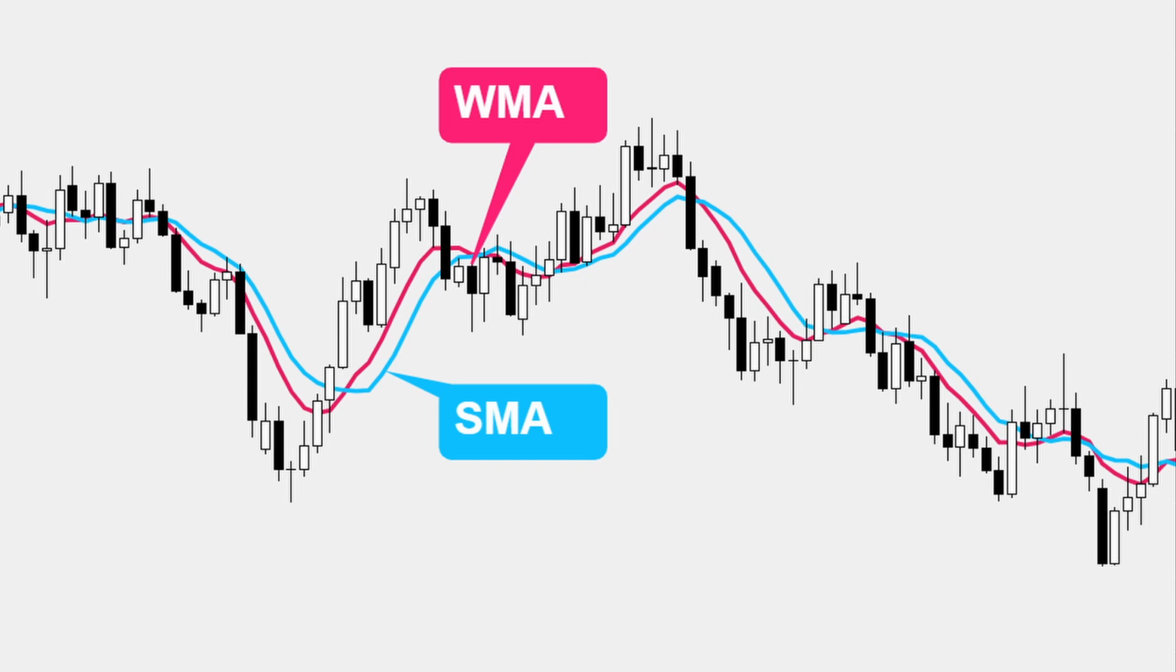The weighted moving average, WMA, is another type of moving average where more recent data points are assigned greater importance than older data points. In a WMA, each data point is multiplied by a predetermined weight. These weights decrease linearly over the time period considered.